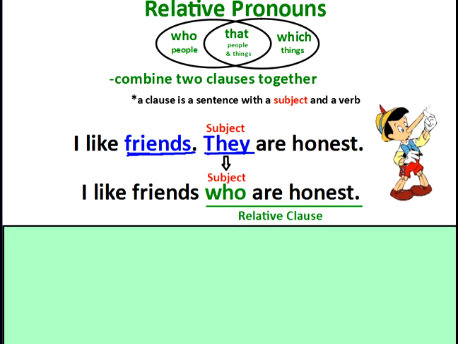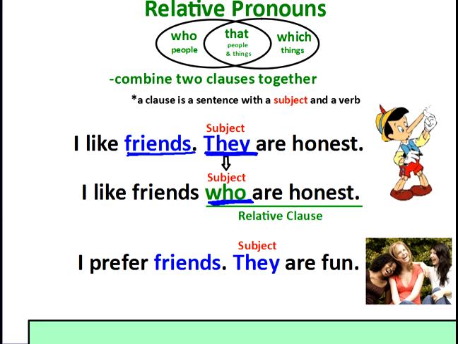Okay? So basically what I did is I took my subject in my second clause, they, and I replaced it with my relative pronoun who. So basically I'm just replacing the subject in the second sentence with my relative pronoun. And I combine the sentences together to read like this. I like friends who are honest. And if I look, this is my relative clause because it contains my relative pronoun who. And in the relative clause, the subject of the sentence is who. So that's using it as the subject of a sentence.